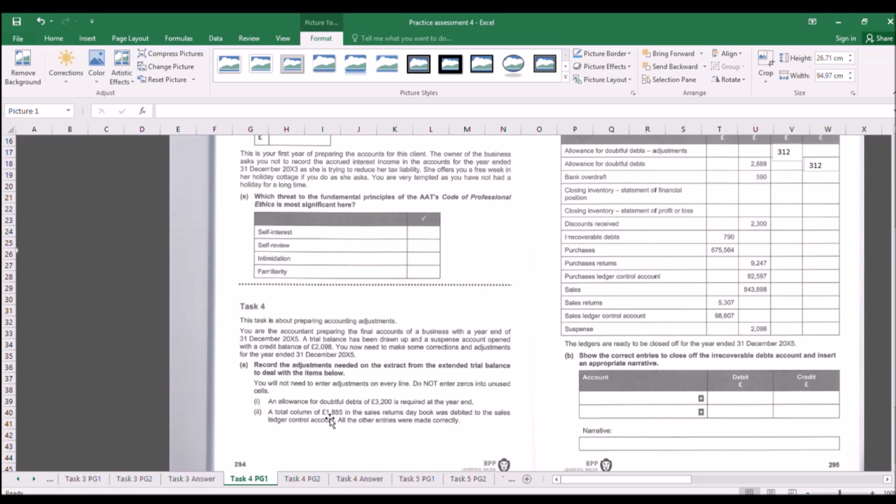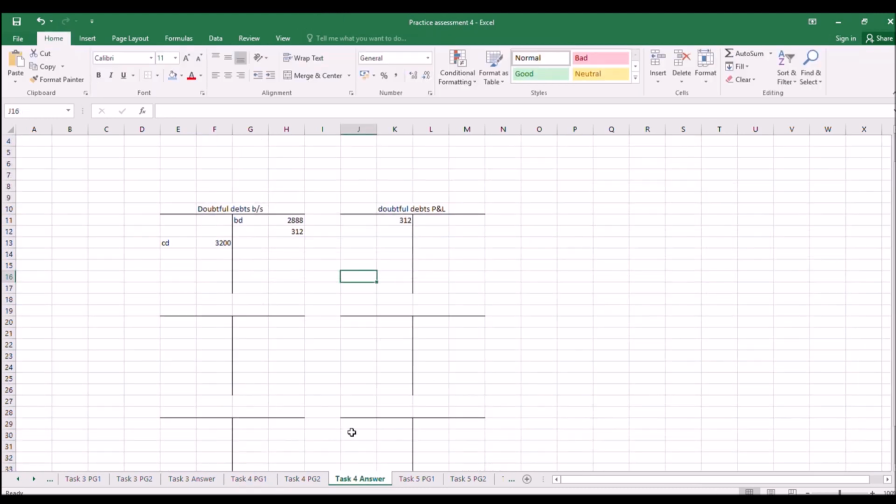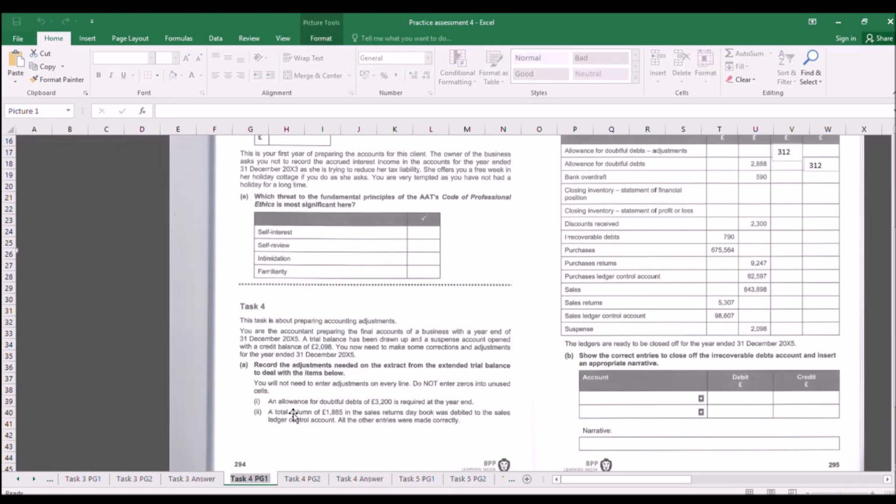A total column of 1,885 in the sales returns day book was debited to the sales ledger control account. Okay, right, so sales returns here, and the sales ledger control account. So a total of 1,885 from the sales returns day book was debited to the sales ledger control account. All other entries were made correctly.